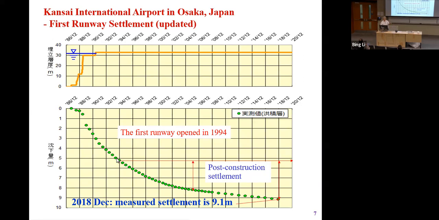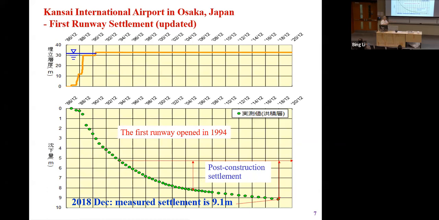After the construction of the runway, when the airport was open and in operation, the sediment continued to occur. For this part of sediment, we call it post-construction sediment. That means sediment after everything is built. Then we still can observe further sediment.